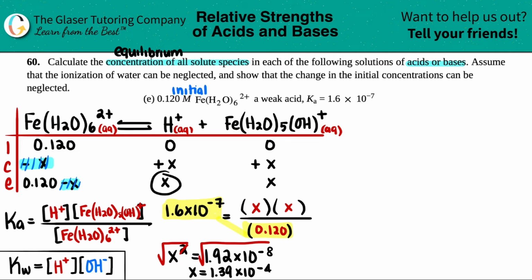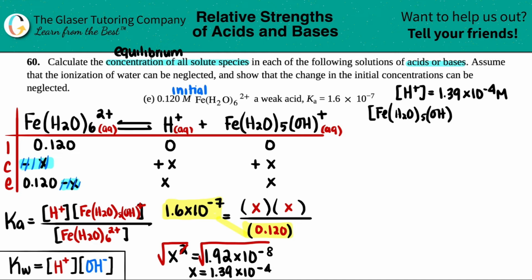X equals that. So the concentration of H+ or H3O+, it means the same thing, is X. And so is this big guy over here, right? So we have H+ hydronium being equal to 1.39 times 10 to the negative 4th molarity. Same thing with Fe(H2O)5OH+, 1.39 times 10 to the negative fourth molarity. So these are accounted for.